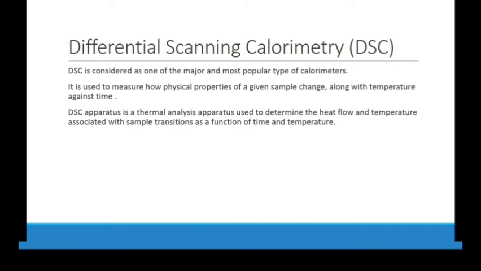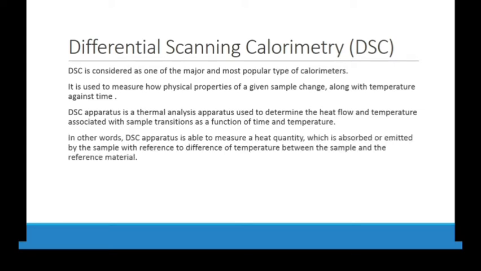This is heat flow. So we can measure temperature with the physical properties: if we provide the heat, your sample is absorbing the heat or emitting the heat. This is the basic idea. If the reaction is endothermic or if the reaction is exothermic, then we will analyze it by the DSC curve.